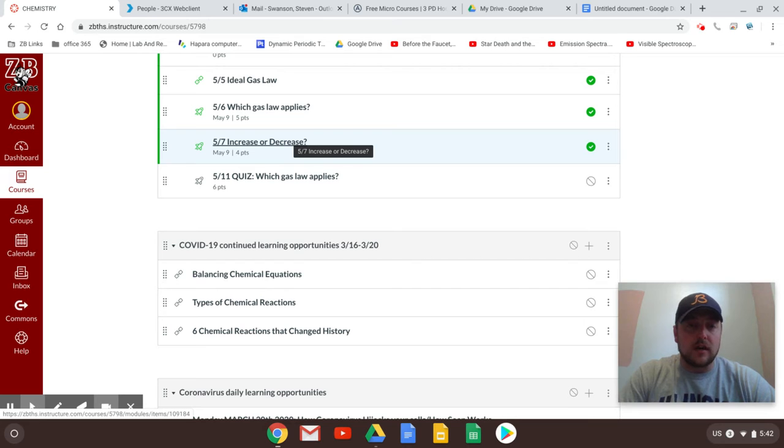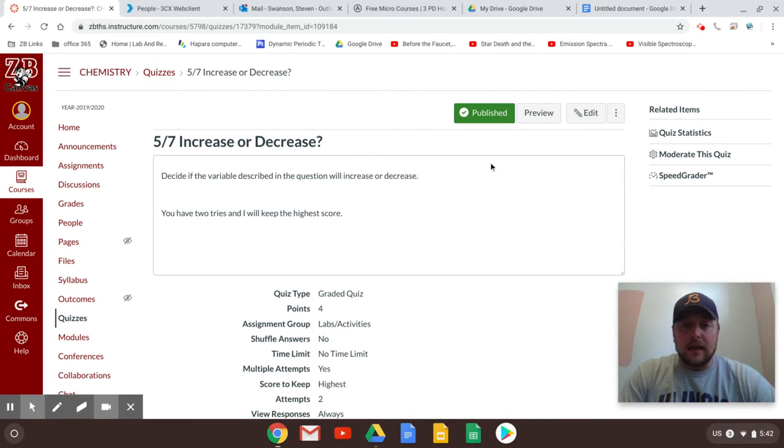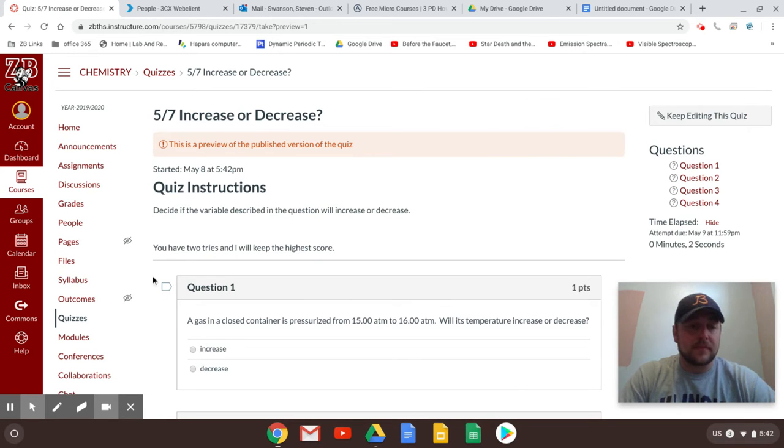So please, if you need to, get onto Canvas. You should be doing this anyways. And open that assignment. And I have to preview it. All right. And I'll get my little annotator there.